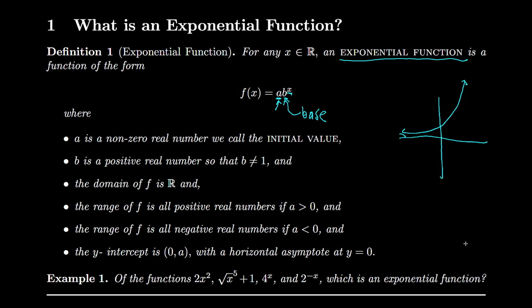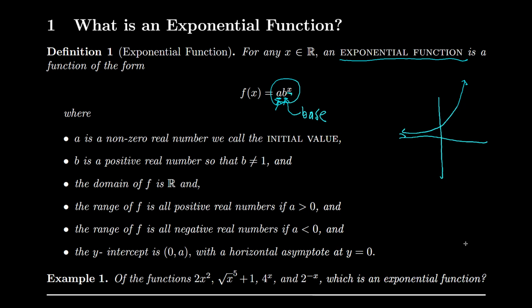Your domain is always all real numbers. You can plug anything you want into this guy right here. And then the range is going to depend on what your a is. If it's positive, then the range is all positive real numbers. If a is negative, that is, there's a negative out in front of everything, then the range is all negative numbers. Now notice that we didn't add or subtract anything out here. There was no d that we added or subtracted. So we haven't actually moved this whole thing yet. We'll get into that in the next section. But for now, that's an exponential function.